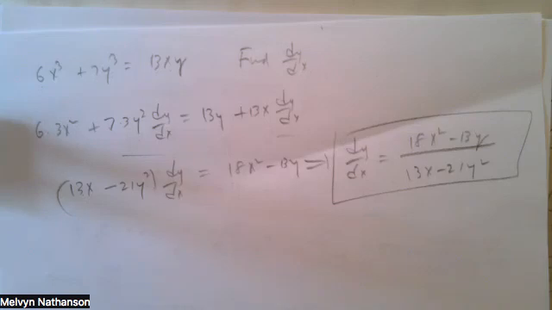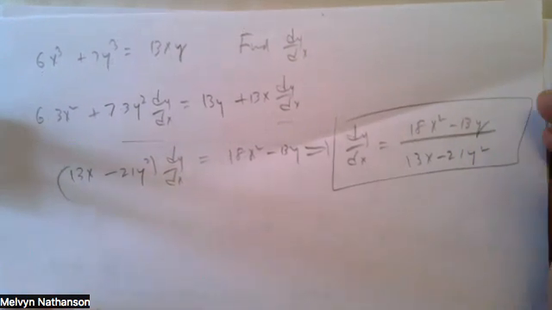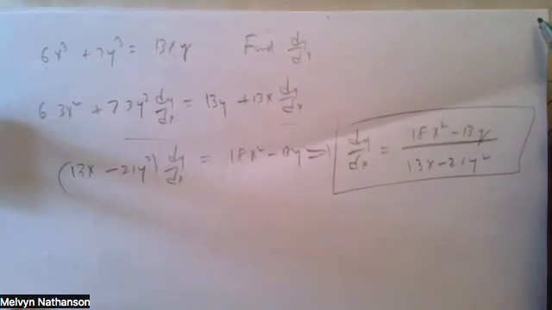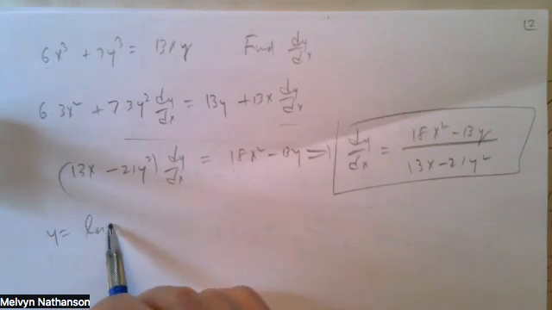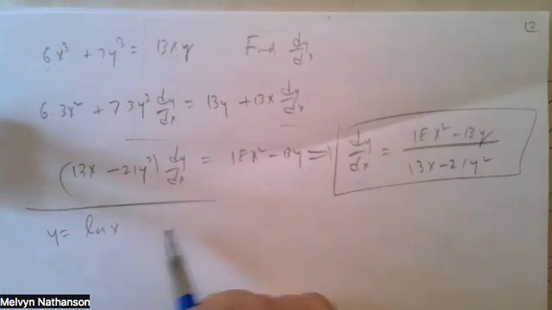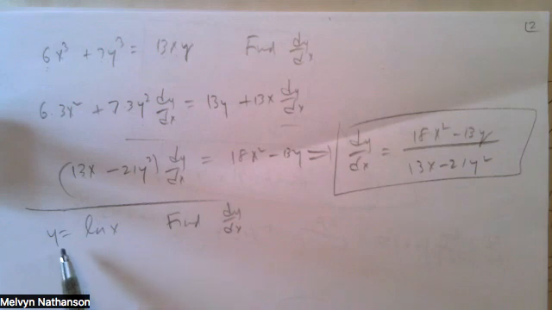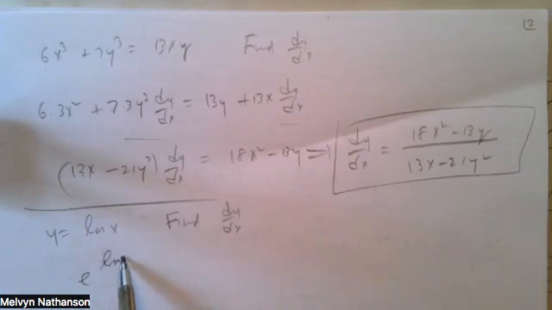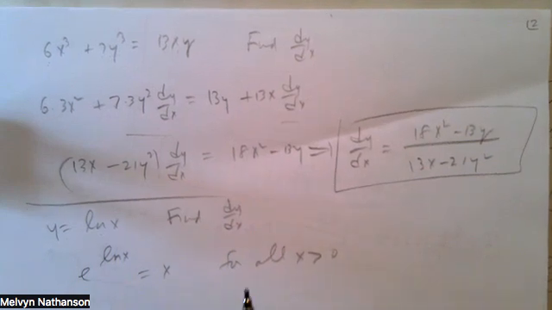And this is very useful for finding derivatives of, for example, the logarithm and the inverse trig functions. So if we let y equal the natural log of x, we want to find dy dx. Well, what we know is the log and the exponential are inverse functions of each other. If you take e to the log of x, you get x for all x greater than 0, which is where the log of x is defined.